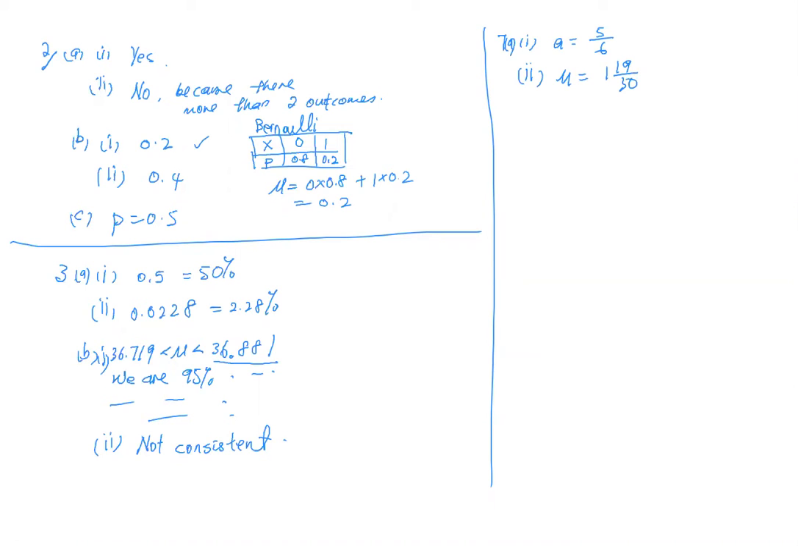Then part B, the expected value is the same, correct? You have any issue with this? It's also 1 and 19/30, because this table is exactly the same as the one given in part A.